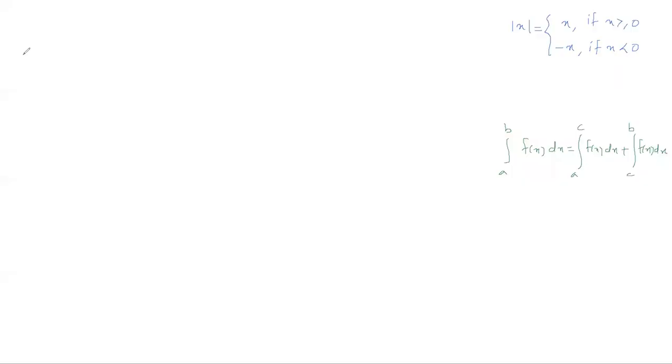One more question of this type. Integral 2 to 8 of (x minus 5) times modulus of (x minus 5) dx. So here, first of all, modulus of x minus 5 is equal to x minus 5 itself if x minus 5 is greater than or equal to 0, that means x is greater than or equal to 5. It is equal to minus of (x minus 5) if x is less than 5. So you can split this.